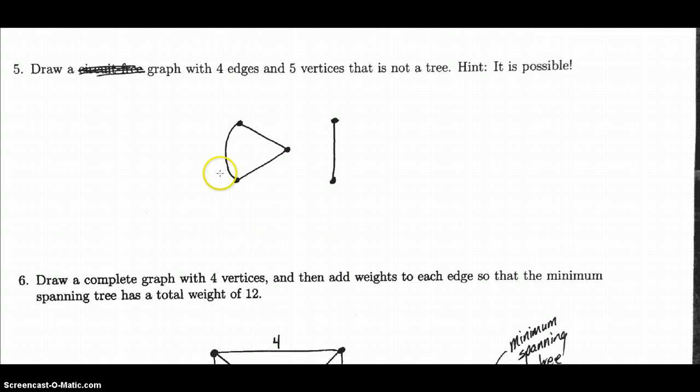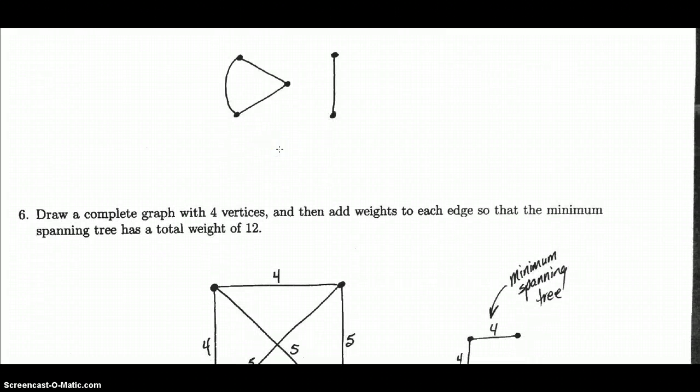Okay, so we need a disconnected graph. Otherwise, if it's connected and it has one less edge than it has vertices, it's guaranteed to be a tree. So we need to make sure that it's disconnected.